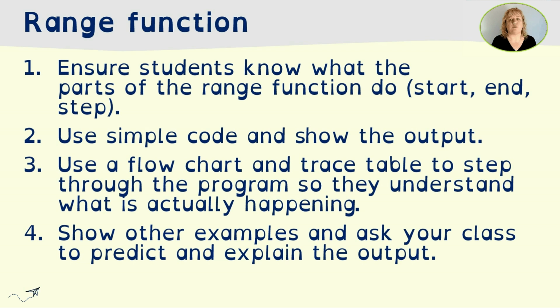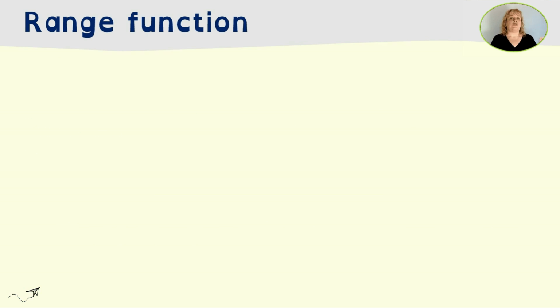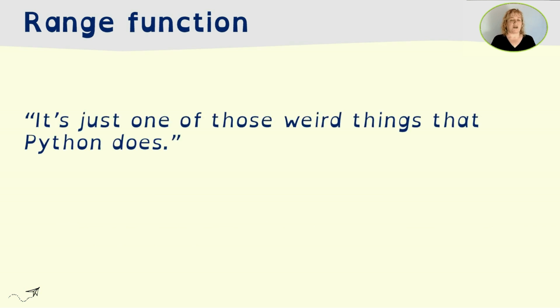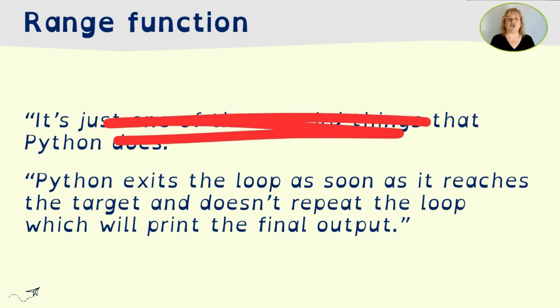And show lots of different examples as well. And ask your students to predict what's going to happen and explain it to you. So for instance, not just using numbers, but as we displayed with hello each time and things like that. So they can actually picture what's happening in the program a lot more. So you don't need to just say it's just one of those weird things that Python does. You can scrap that and you can now say Python exits the loop as soon as it reaches that target, and it doesn't repeat the loop, which will print out the final output. It's actually given them a reason of why it stops when it gets that target.